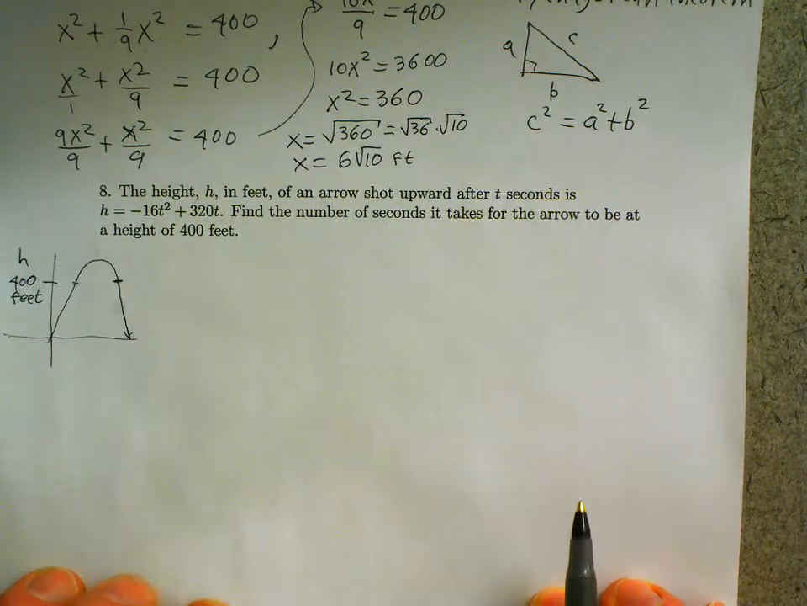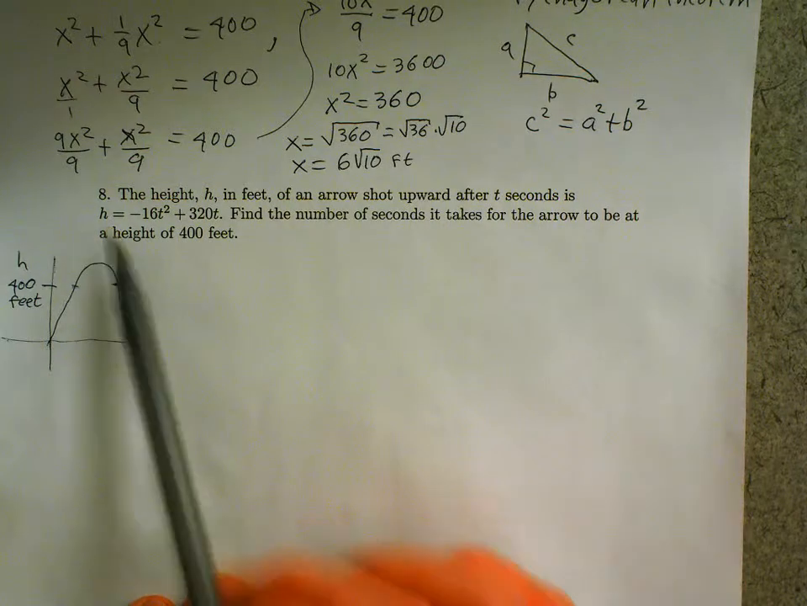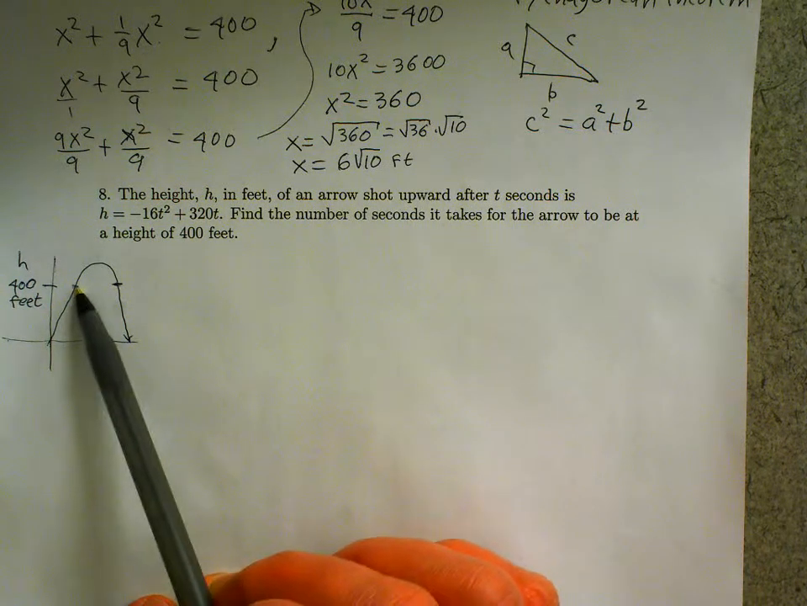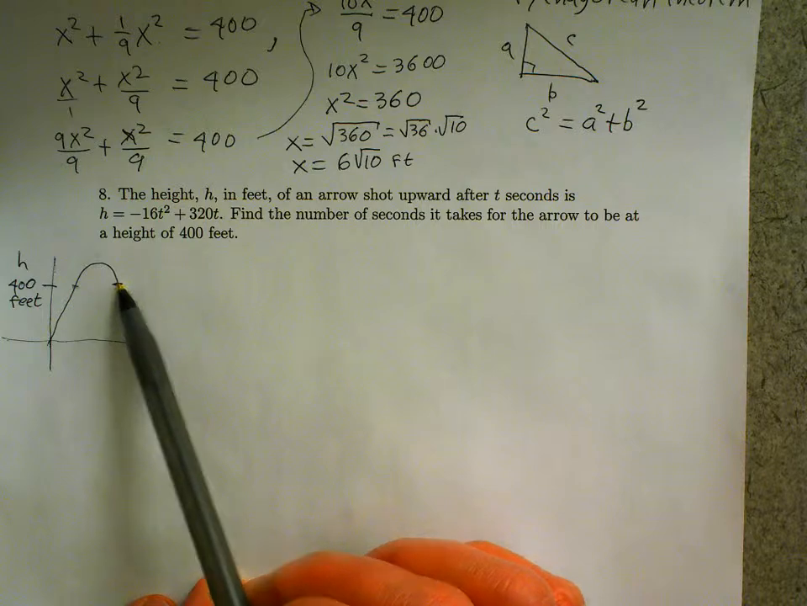So we're going to expect 2 answers, 2 legitimate answers. One when the arrow hits 400 feet on the way up, and second, the number of seconds it takes for it to be at 400 feet on the way down.